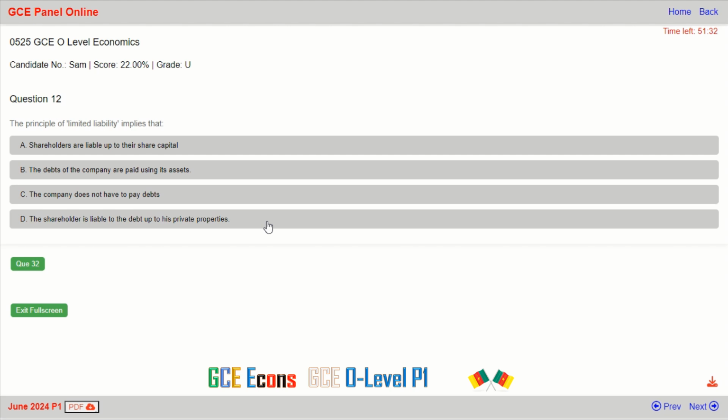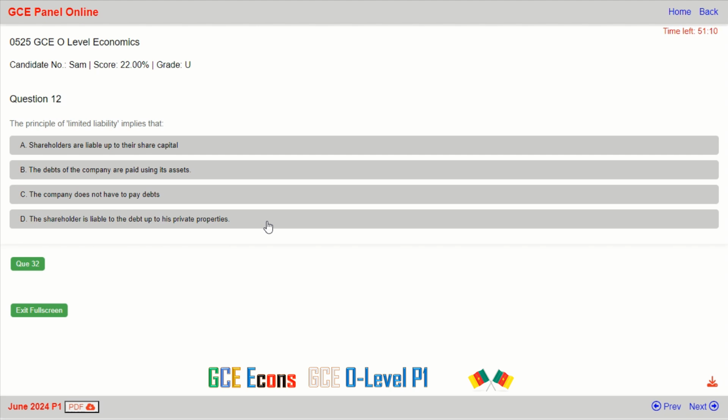Question 12. The principle of limited liability implies that shareholders are liable up to their share capital. The debts of the company are paid using its assets. The company does not have to pay debt. The shareholder is liable to the debt up to his private properties.